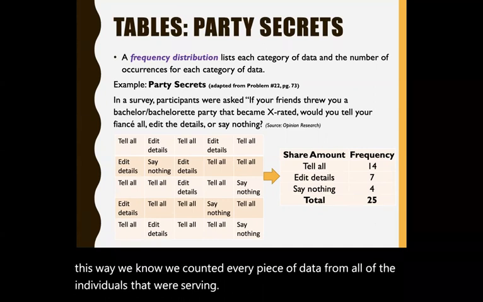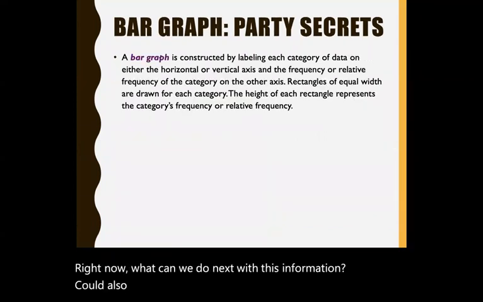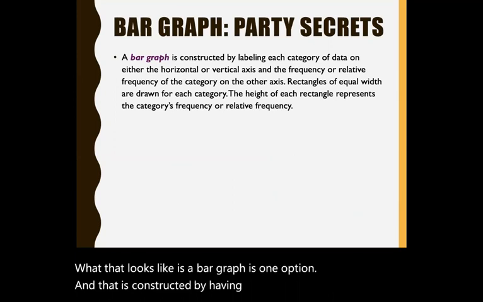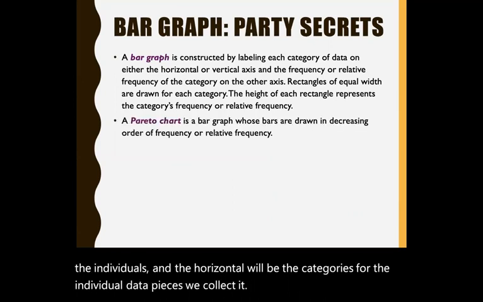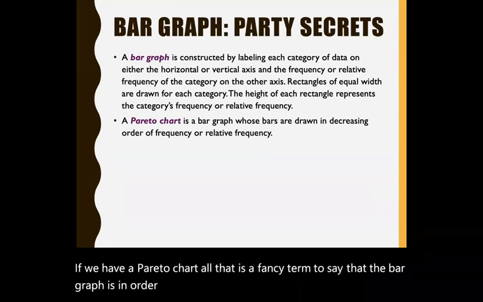All right, now what can we do next with this information? We could also create a graphical display. What that looks like is a bar graph is one option. And that is constructed by having the vertical axis be the counts of the individuals, and the horizontal will be the categories for the individual data pieces we collected. If we have a Pareto chart, all that is a fancy term to say that the bar graph is in order, where the tallest bars are on the left and the shortest bars are to the right.